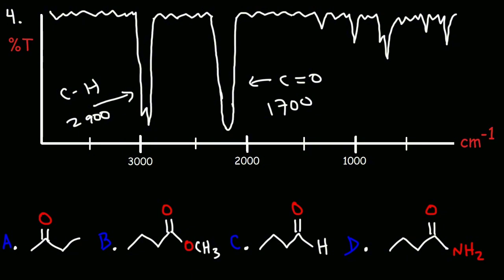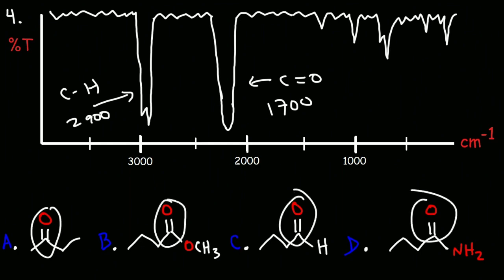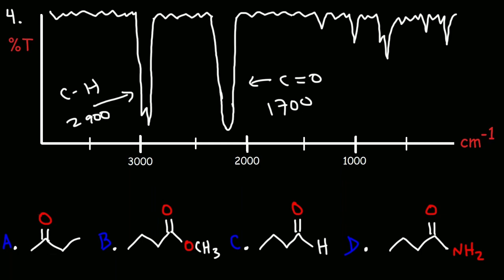Well, all of the answers have a carbonyl functional group. However, it helps to know what other signals should be present for the other functional groups. Looking at answer choice C, we have an aldehyde. We don't see the aldehyde CH stretch at 2700, so we could eliminate answer choice C. Now looking at D, we have an amide. We don't see the signal for the NH2, which should appear as a double peak around 3300 to 3500. So we could eliminate answer choice D.